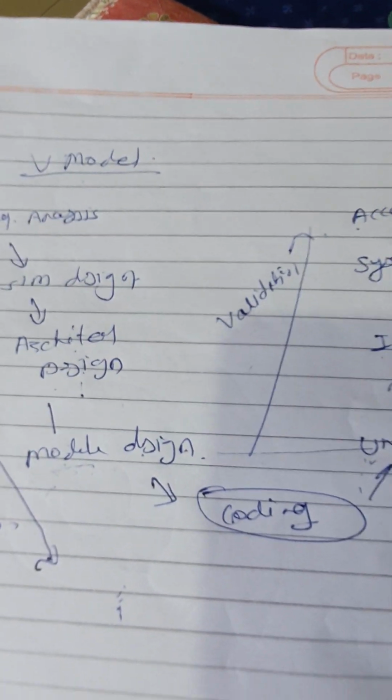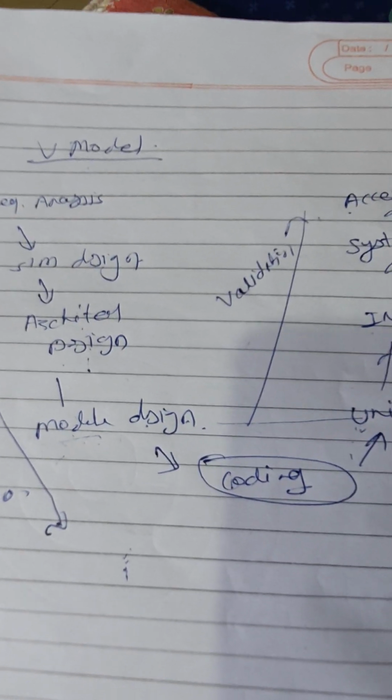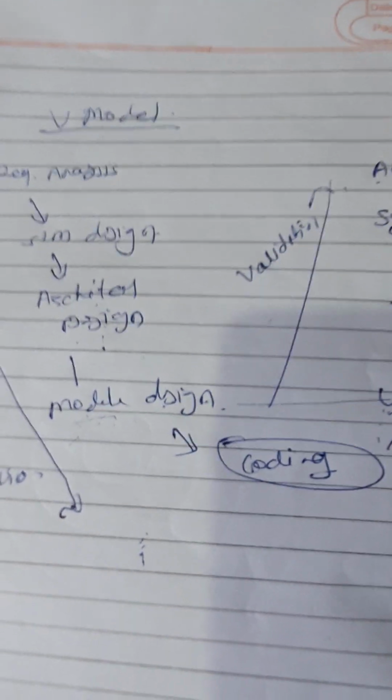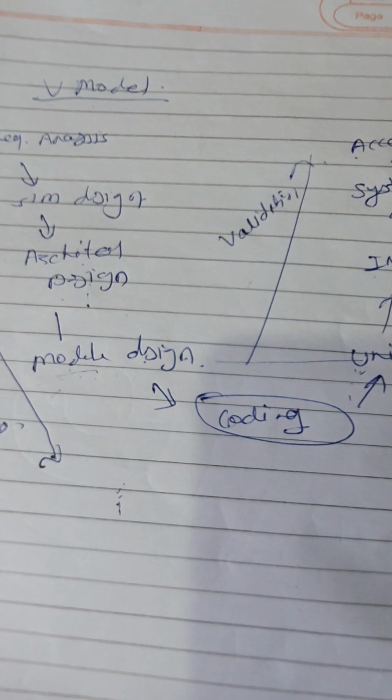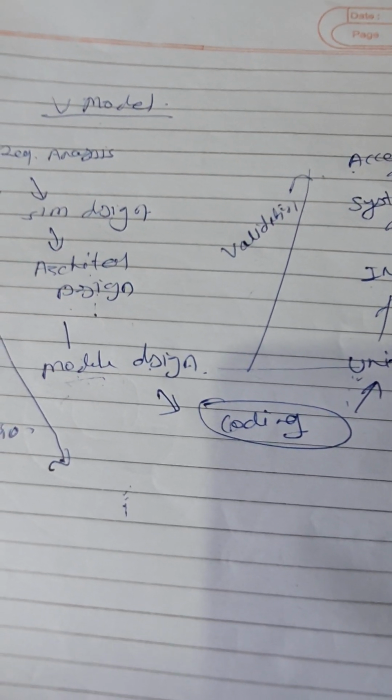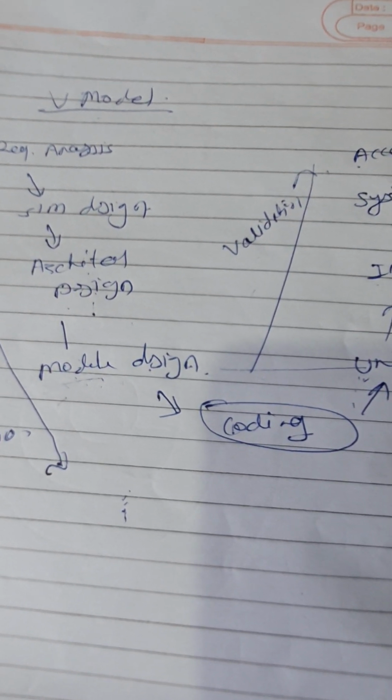And this is the step by step execution, so it is very difficult to go back to the previous stage. These are the drawbacks of V model. So this is the verification and validation model.